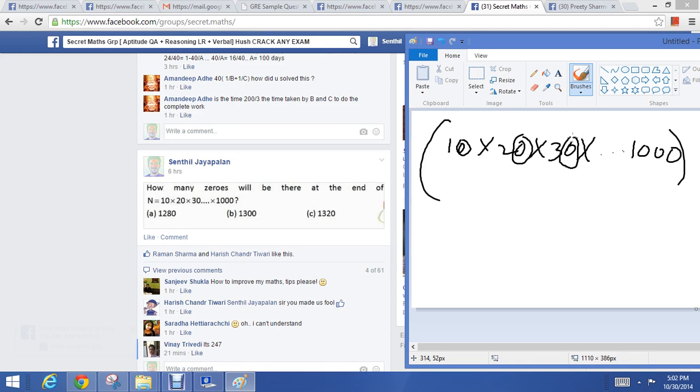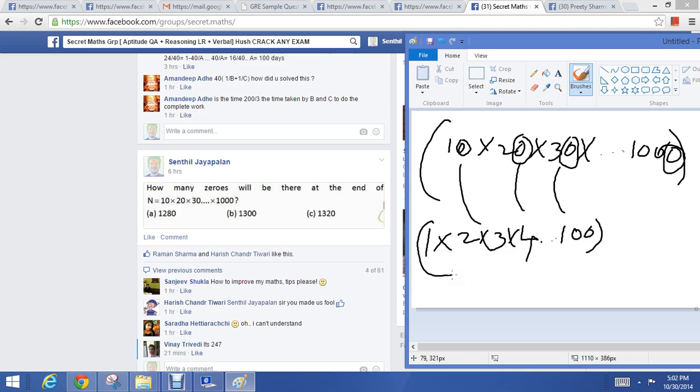So if I were to take one zero out from each term, I'm going to end up taking out 100 zeros. This is 10, 20, 30. I'm going to take out 100 such zeros. So this is going to leave me with 1 into 2 into 3 into 4 into till 100, the whole thing multiplied by 1 followed by 100 zeros.